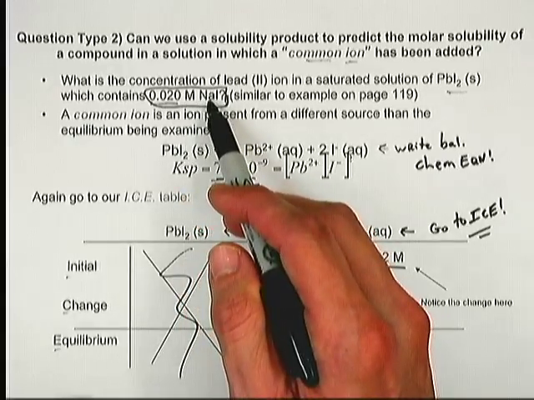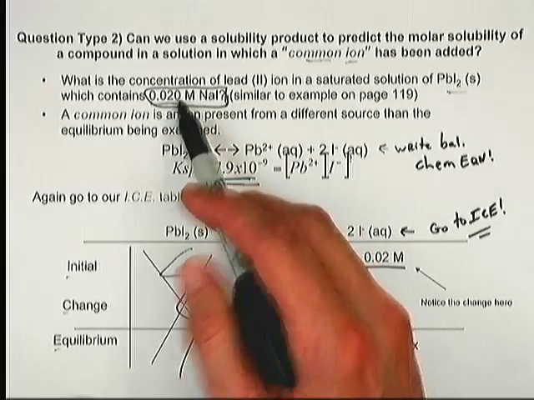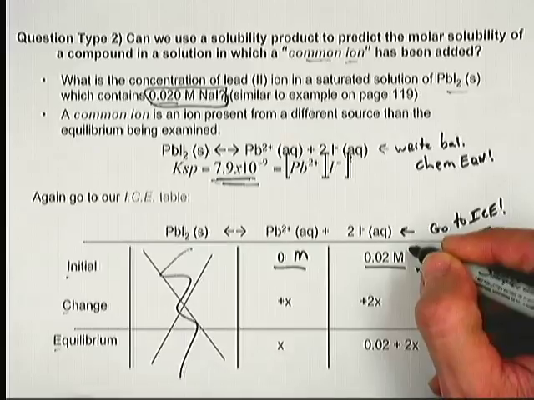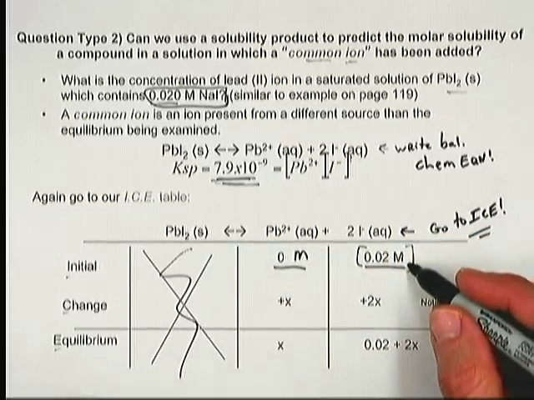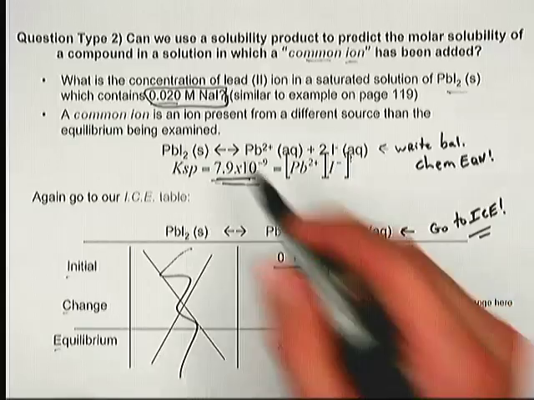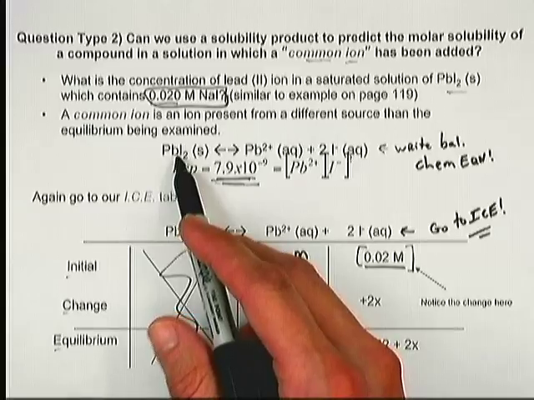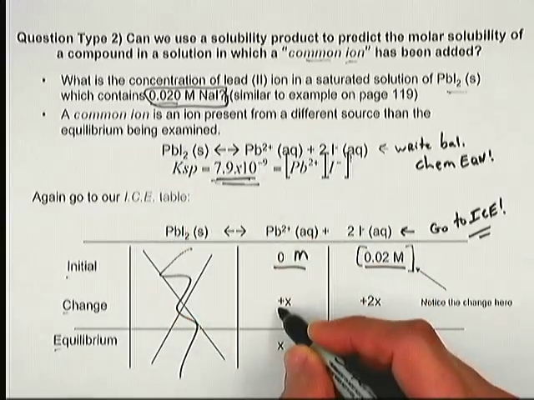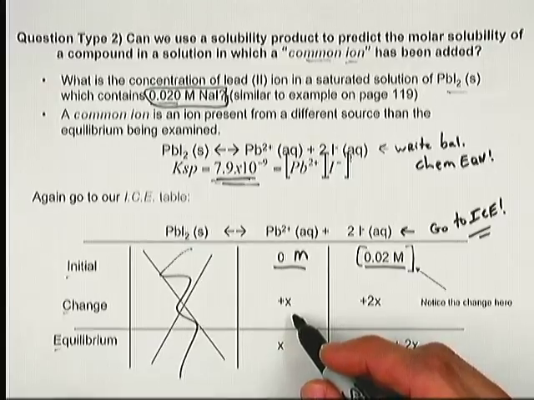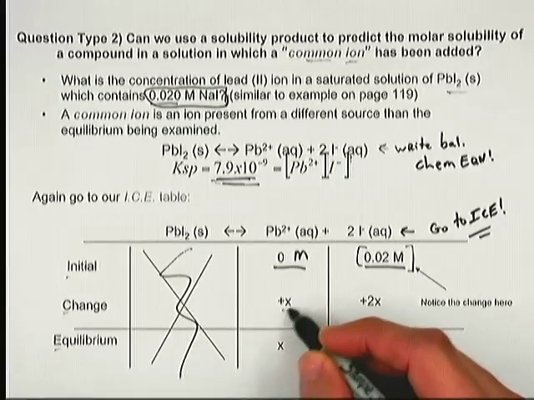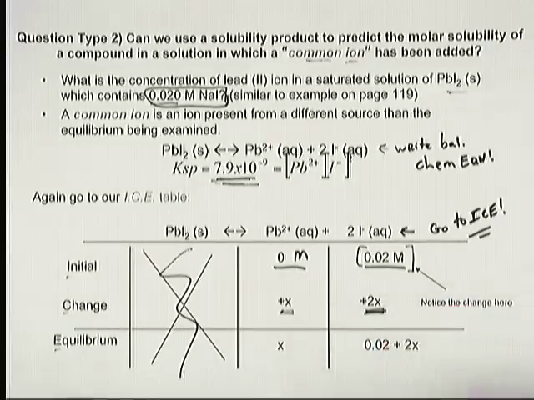If that's the case, we get one copy of that, one copy of that. So the concentration of the iodide is 0.02 moles per liter. That's my initial concentration. Even if none of this dissolves, I still have 0.02 moles per liter iodide from this different source. Now we're going to assume still that some of this will dissolve. So I'm going to have a positive change and a positive change. I don't know what the change is, so again, I'm going to introduce the variable x and call my change plus x. And if that's plus x, this one's got to be plus 2x.